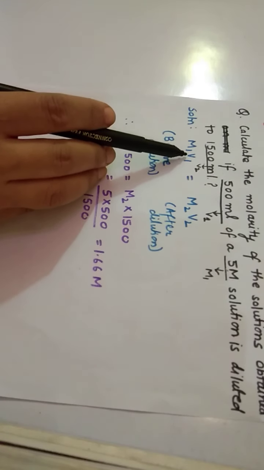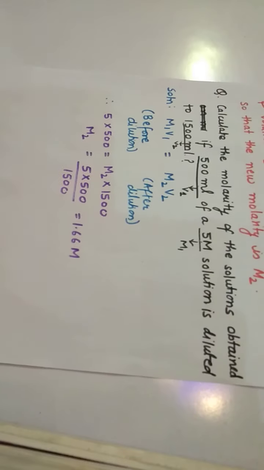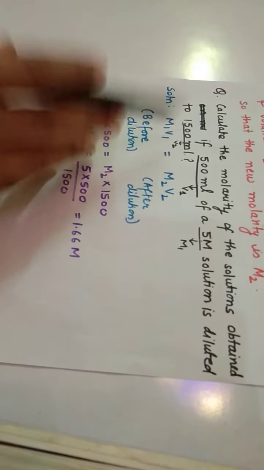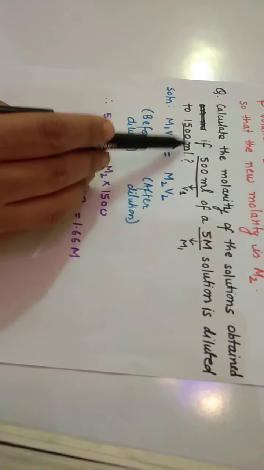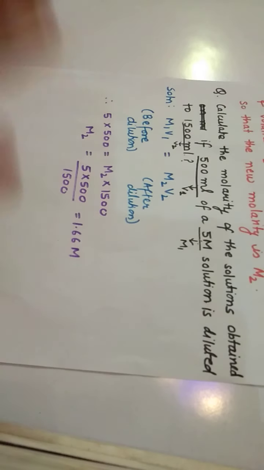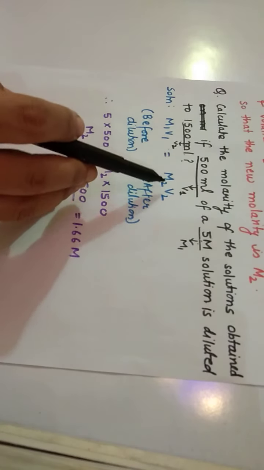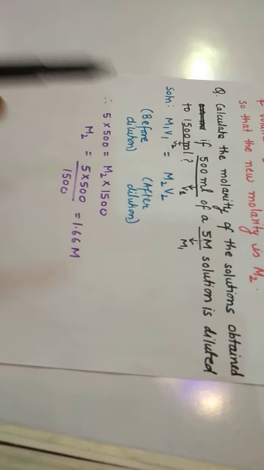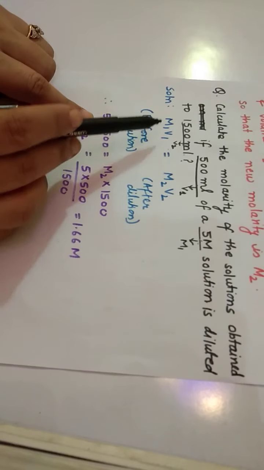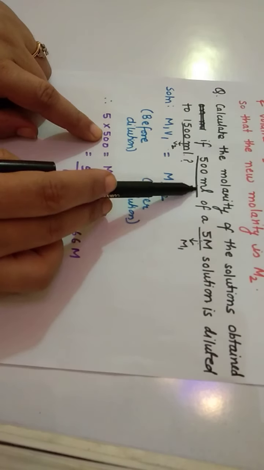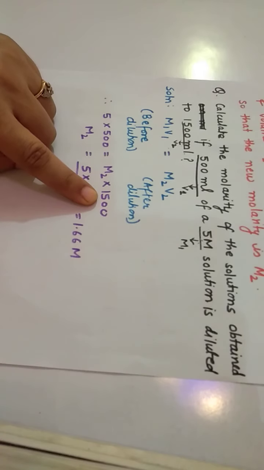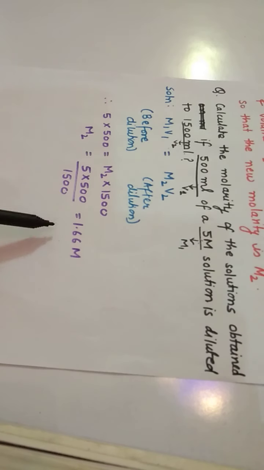So the formula is M1V1 is equals to M2V2. The simple way to solve these numericals is if you are provided with three values, two will be volumes and one molarity, then it is simple that you have to put this formula M1V1 is equals to M2V2, where M1V1 is before dilution and M2V2 is after the dilution. So M1 is 5M into V1 is 500, M2 you need to find, and V2 is 1500 ml. So we have put this value. So M2 came out to be 1.66 M.